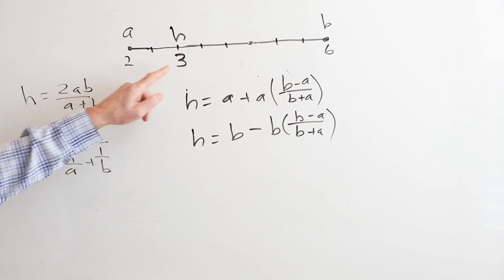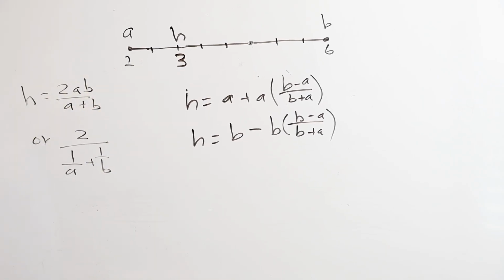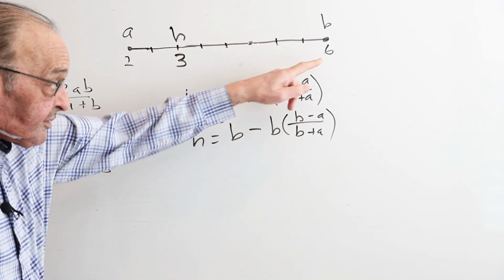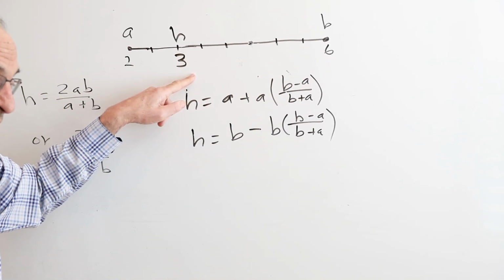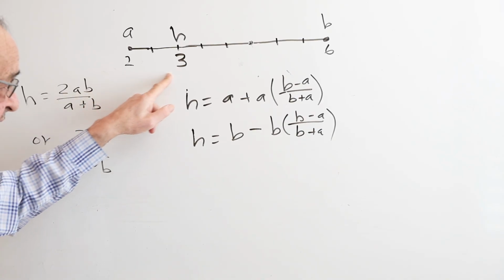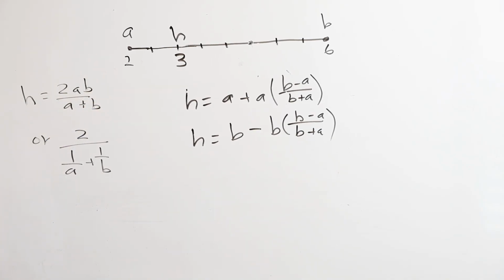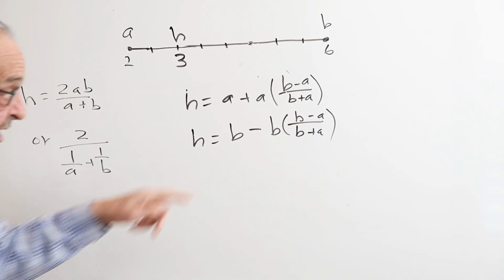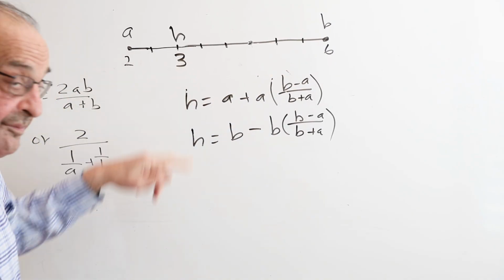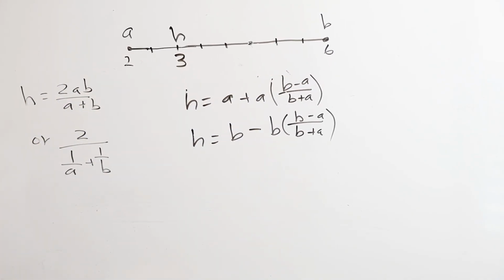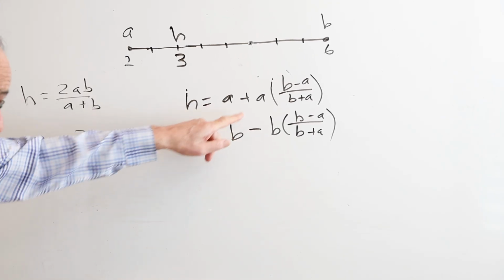Now when you go from 2 to 3, you get the same percent increase as the absolute value of your percent decrease going from 6 down to 3. So if you go from 2 to 3, that's a 50% increase. And when you go from 6 down to 3, that's a 50% decrease. Let's just verify that again with these formulas.